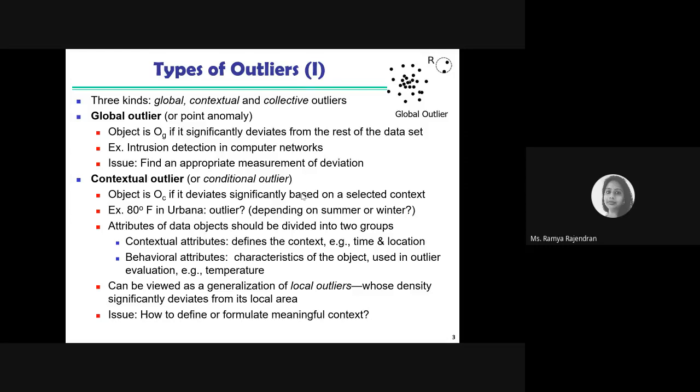Global outlier detection is very simple. Contextual outlier detection requires some background information, the business knowledge, to determine whether it is a contextual attribute or not. And collective outlier detection requires background information to model the relationship among the objects to find the groups of outliers.